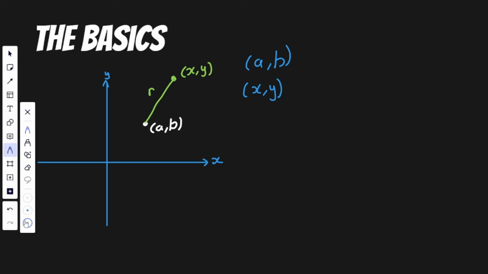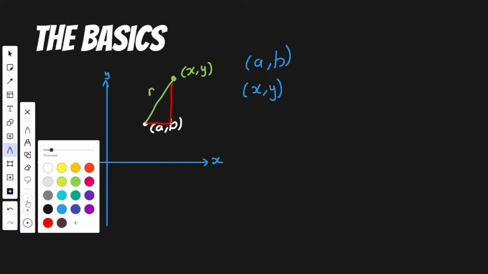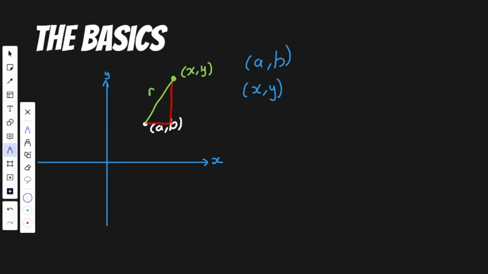So then what we can do is work out the distance to each point, and to do that we can draw a triangle. The vertical height is y minus b. And the horizontal length, well, we're starting at a and finishing at x, so it's x minus a. Then if we want to find r, we can just use Pythagoras' theorem. So (x minus a) squared plus (y minus b) squared is equal to r squared, where r is our radius and (a, b) is our center. And this is our standard circle formula.